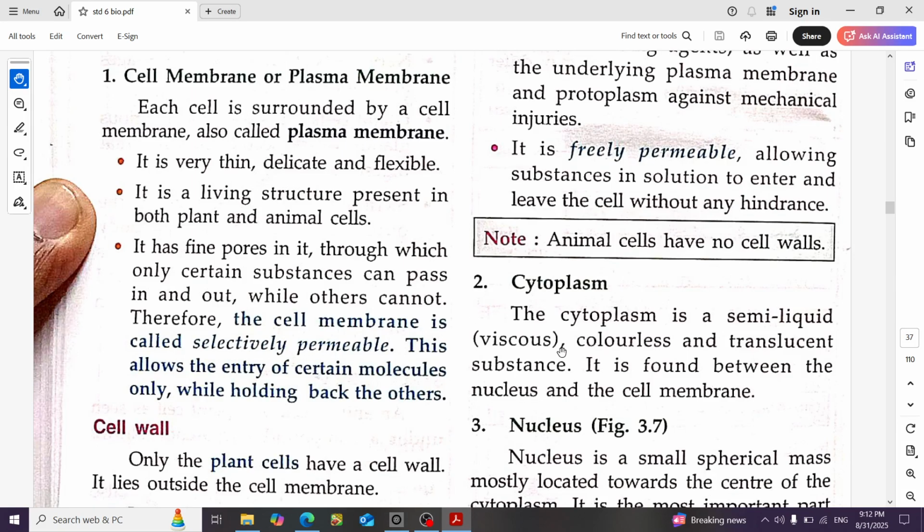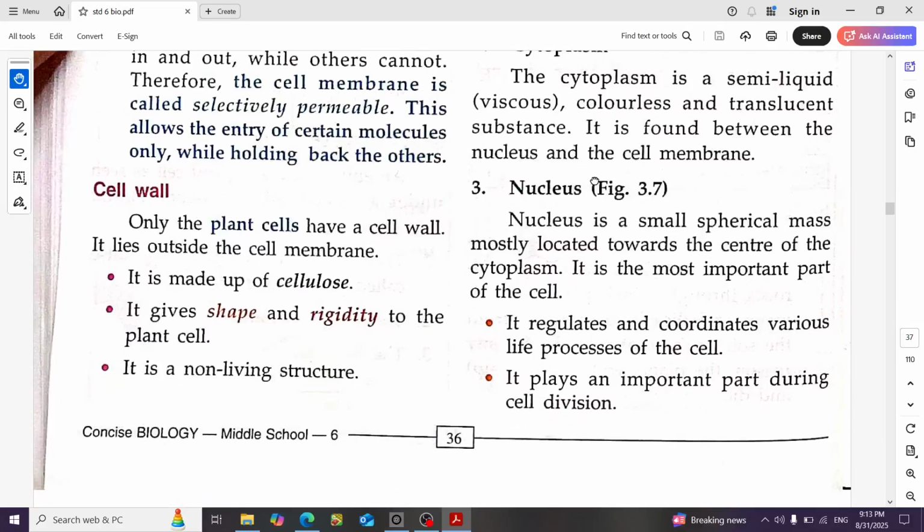That means some substances are allowed and some others are held back. They are stopped from entering the cell. So remember, cell is living. It recognizes what kind of substances are coming in and accordingly allows it or disallows it. Then cell wall.